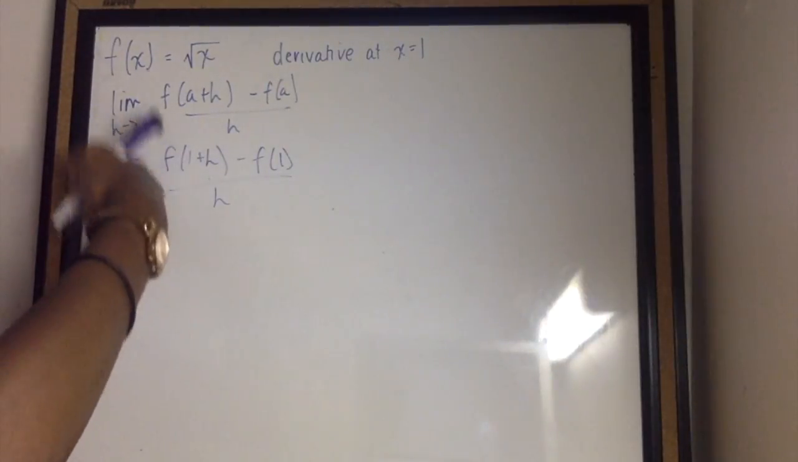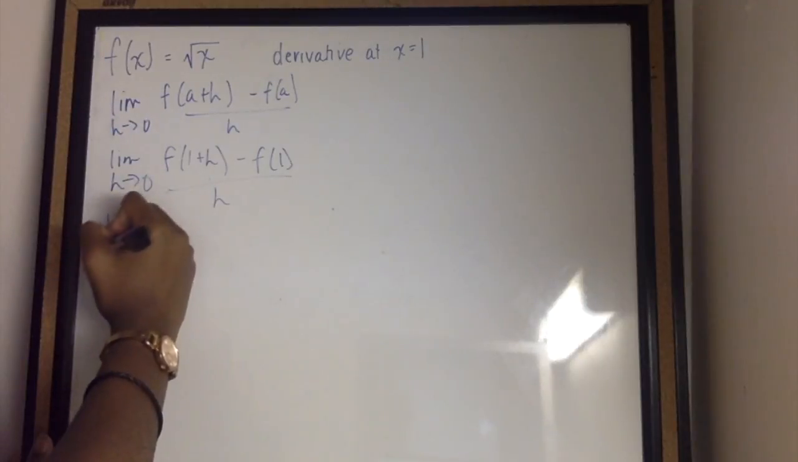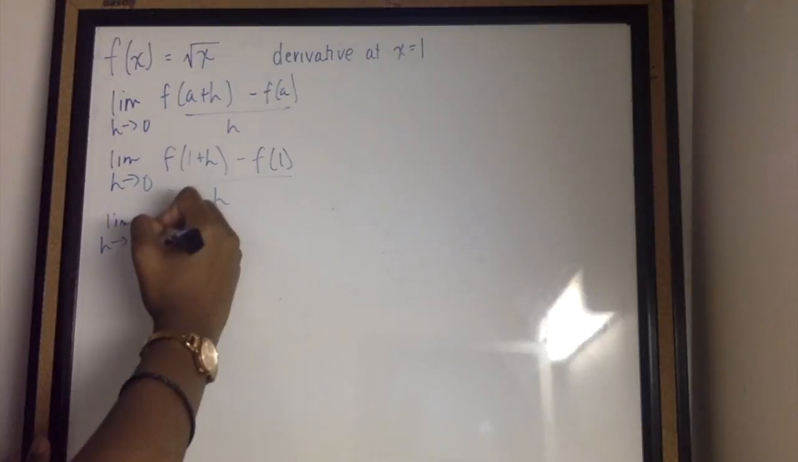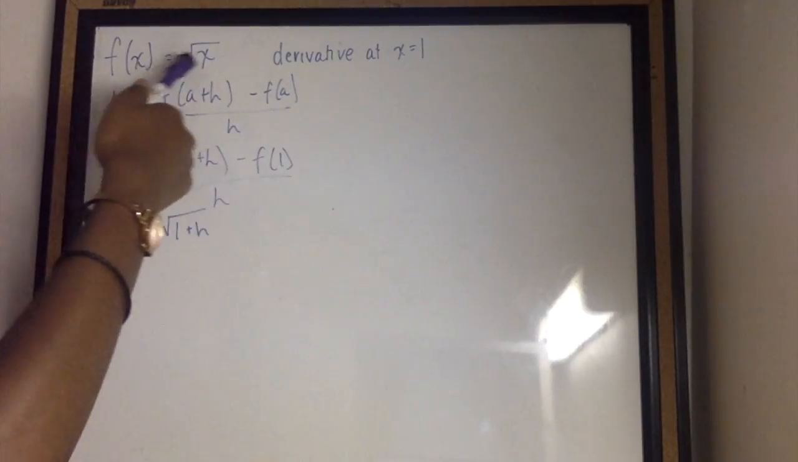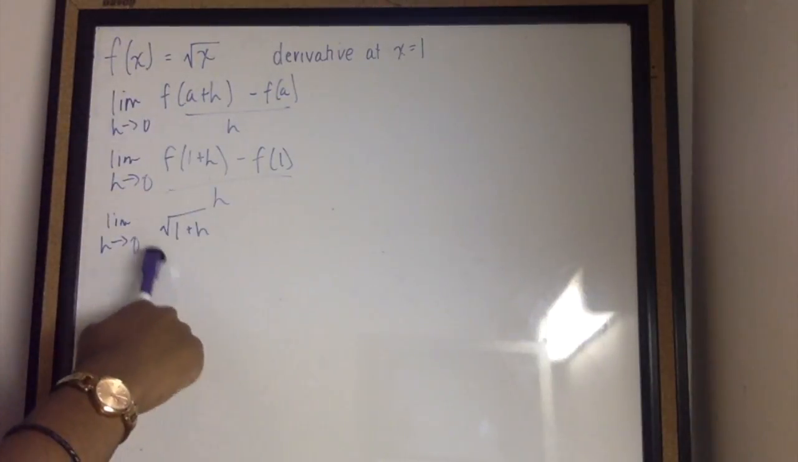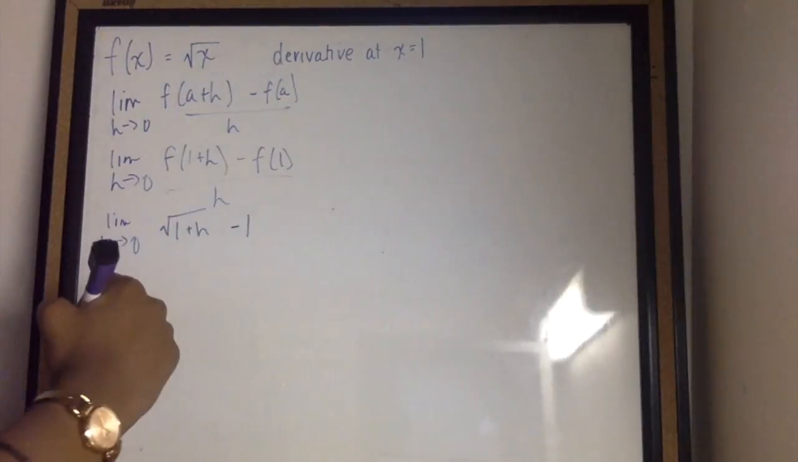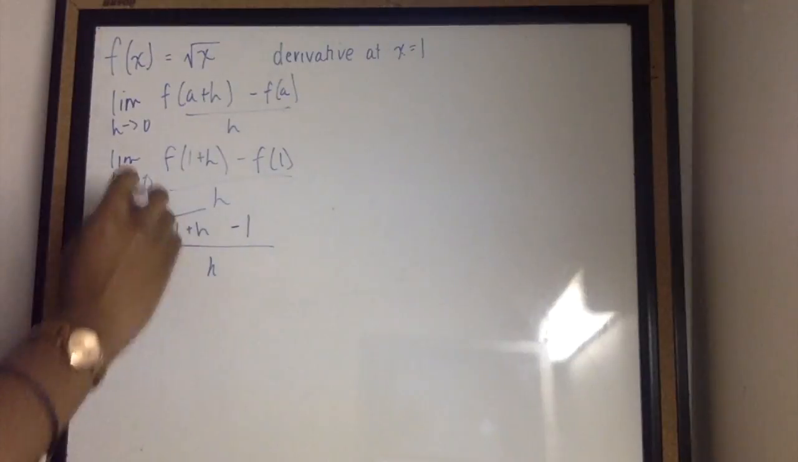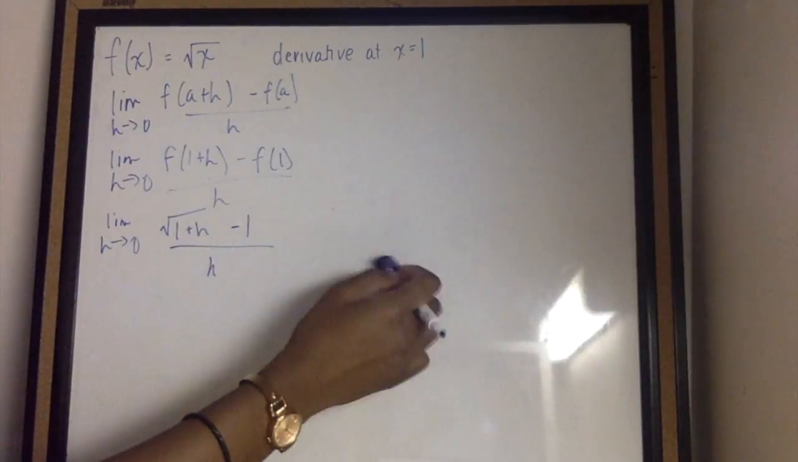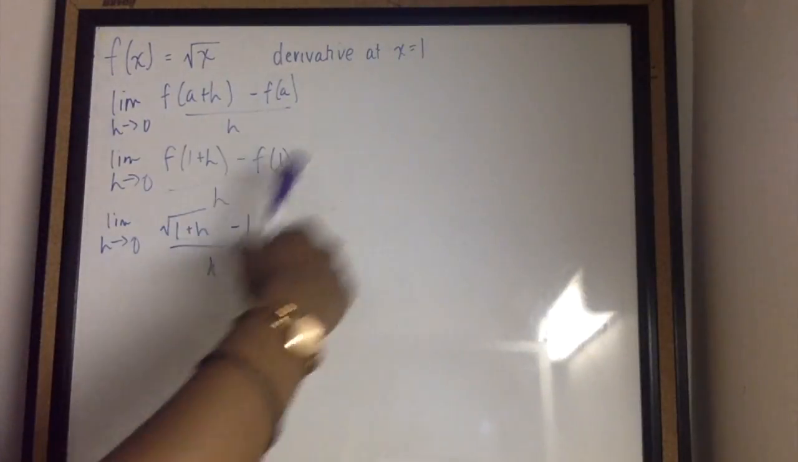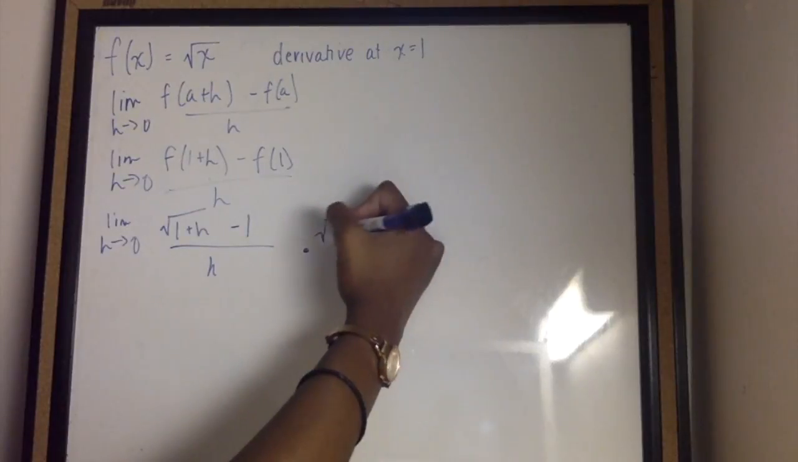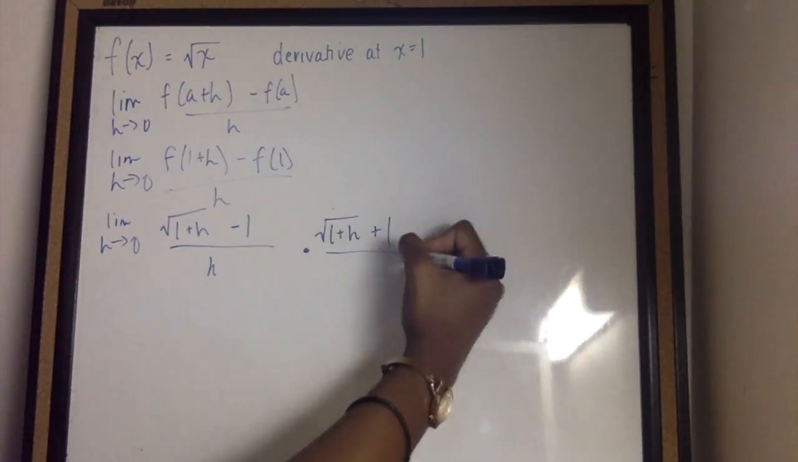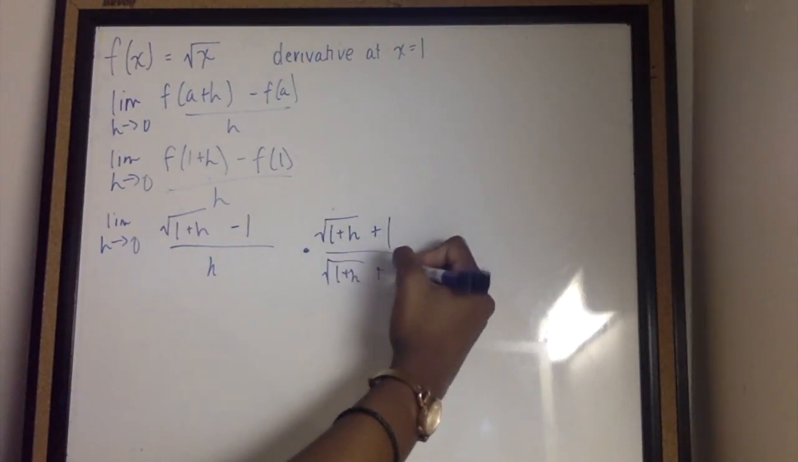Now we can plug in what our f is. The limit as h approaches 0 of the square root of 1 plus h, because f of x is the square root of x, and f of 1 is the square root of 1. So we have the square root of 1 plus h minus 1 over h. Our next step is to quote-unquote rationalize the numerator. How are we going to do that? We multiply by the conjugate of the numerator over itself: the square root of 1 plus h minus 1 all over h, times the square root of 1 plus h plus 1 over the square root of 1 plus h plus 1.